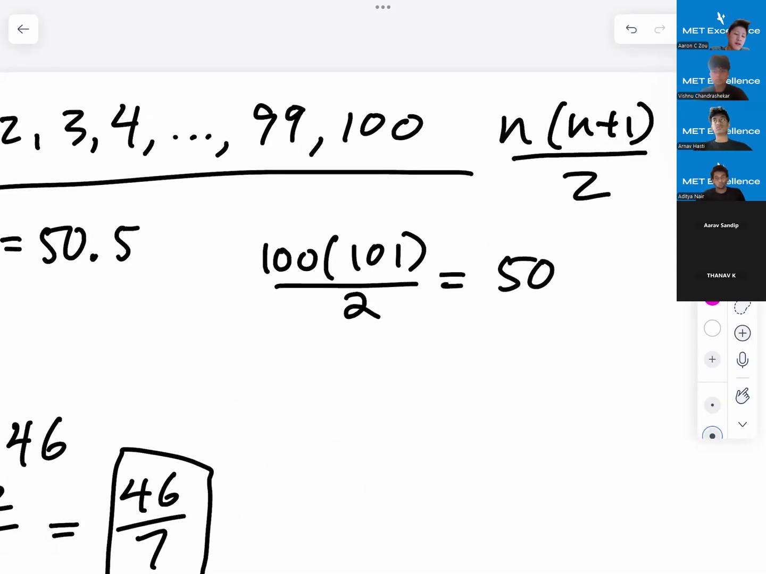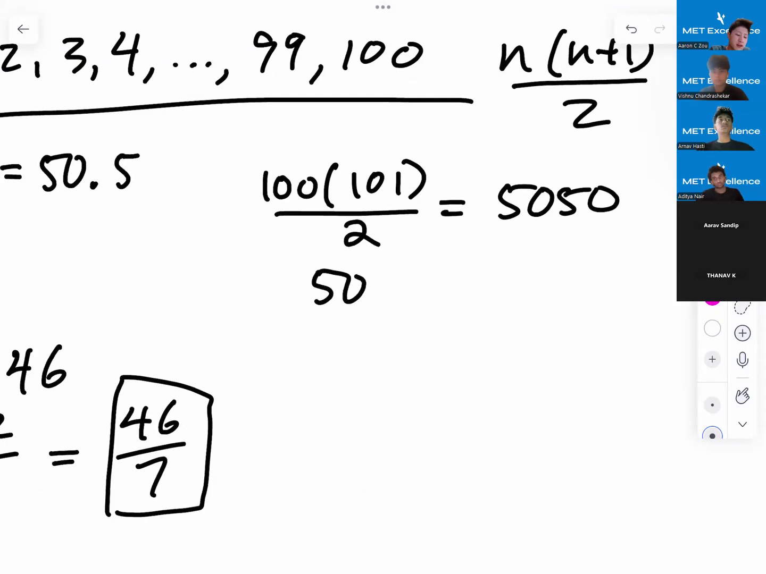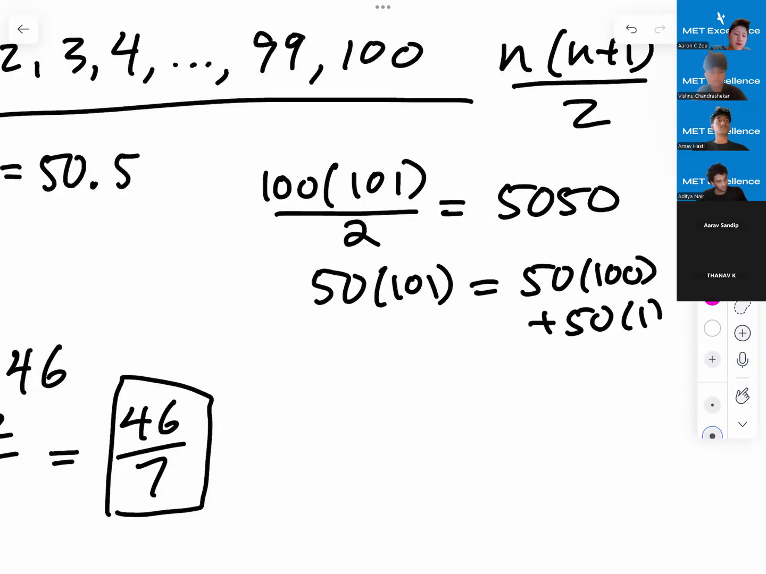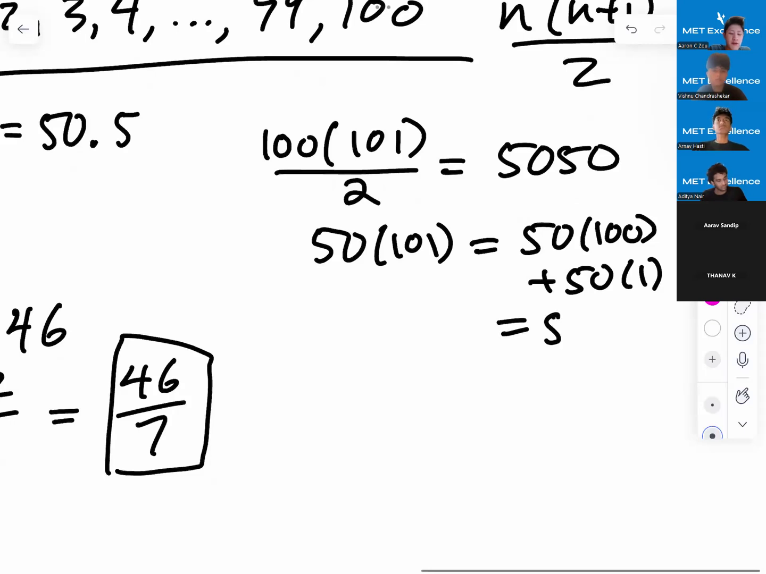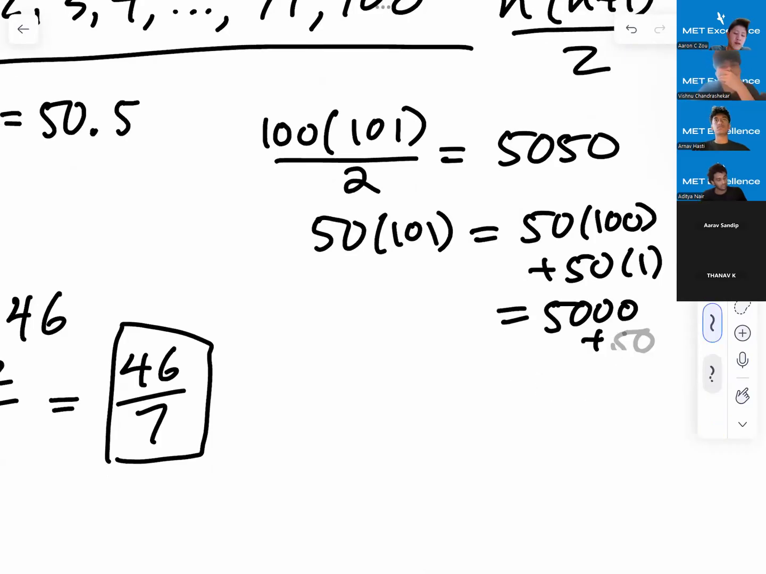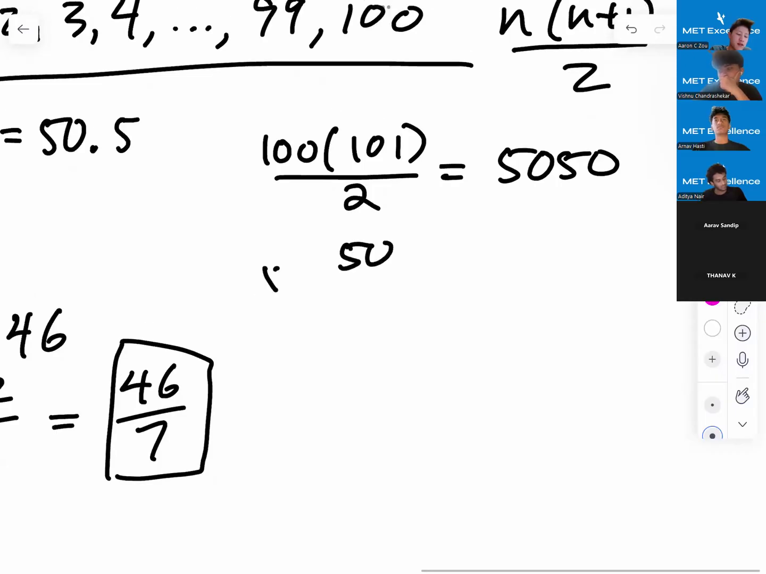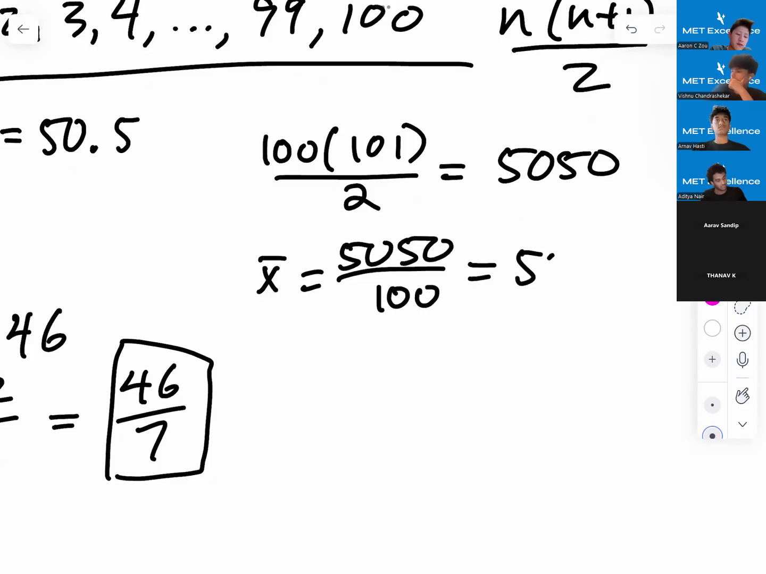This is 5050. How I did that quickly is 100 divided by 2 is 50, and then we have 50 times 101. This equals 50 times 100 plus 50 times 1 if you use the distributive property. And this is very easily just 5,000 plus 50, which is 5050. Okay, so now that we know it's 5050, we just have to divide 5050 by 100, and we get 50.5.